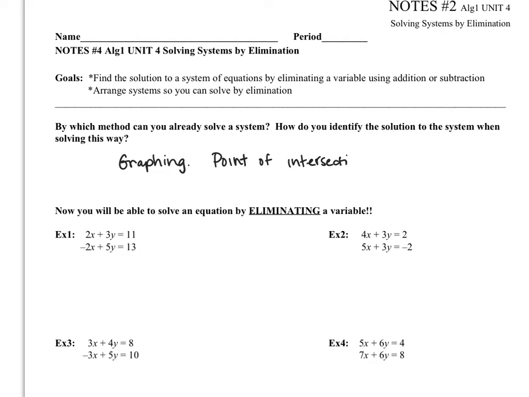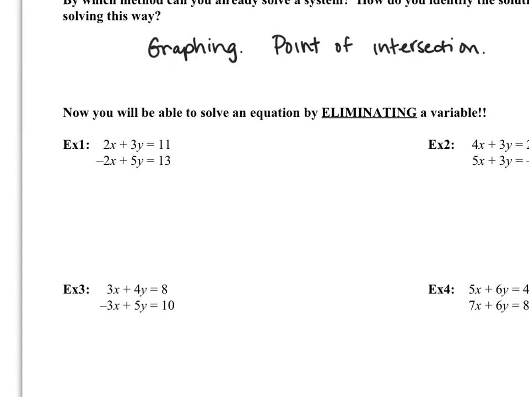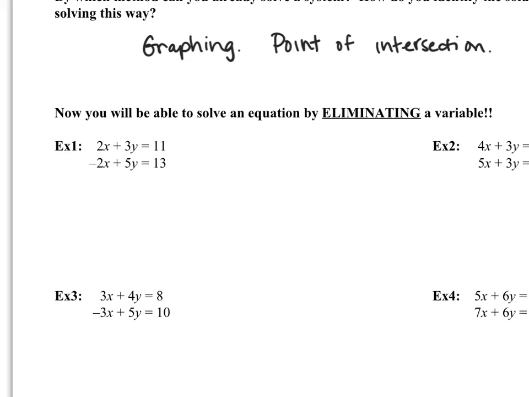So now we're going to learn a new way to solve a system that involves eliminating a variable. If I look at example 1, when I eliminate a variable, my goal is to either add my equations together or subtract them from each other in order to get a variable to go away. What I notice here is that 2x and negative 2x are opposites, which means that if I were to add these equations together, my x variables would disappear.